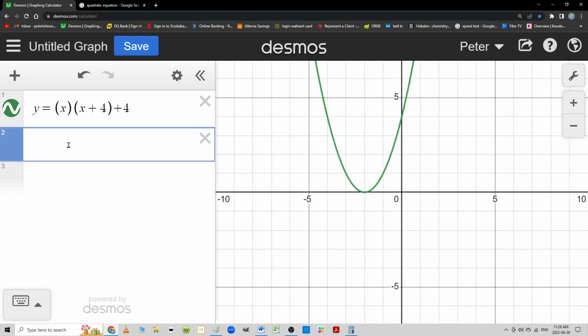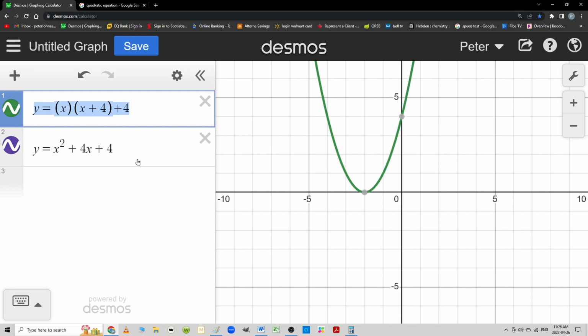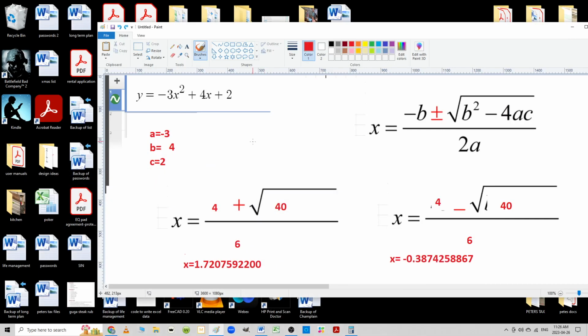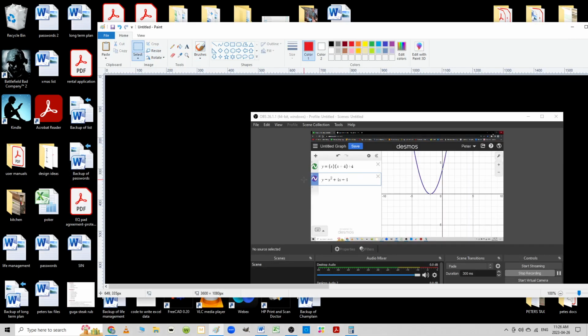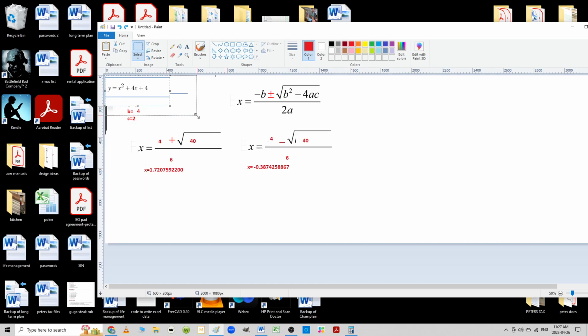Now I'm going to expand that, and I get y is equal to x squared plus 4x plus 4. And there, that's the expanded version. Notice that this was a factored version, and to do the quadratic, I need the standard format where it's expanded. All right. According to this, my discriminant should come out as 0, because when a parabola or quadratic touches the x-axis in one spot, the discriminant will come out as 0.